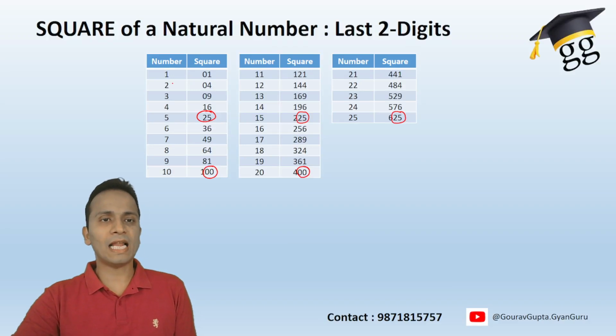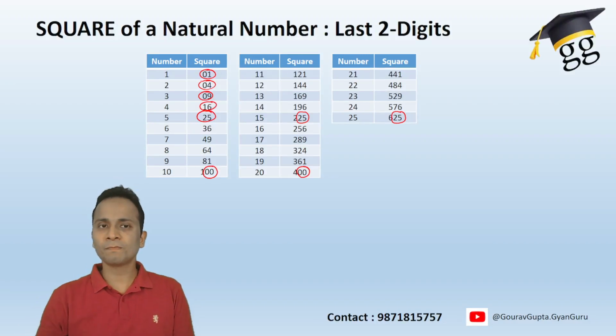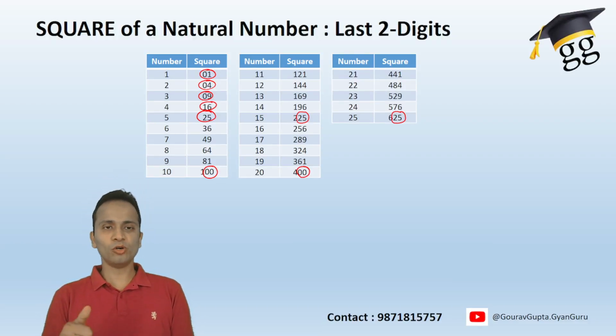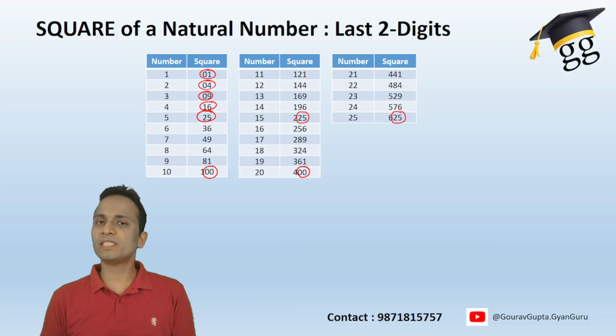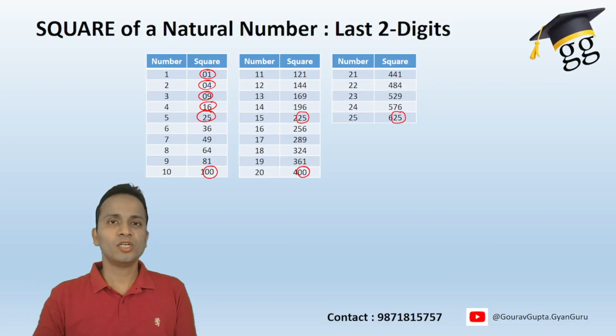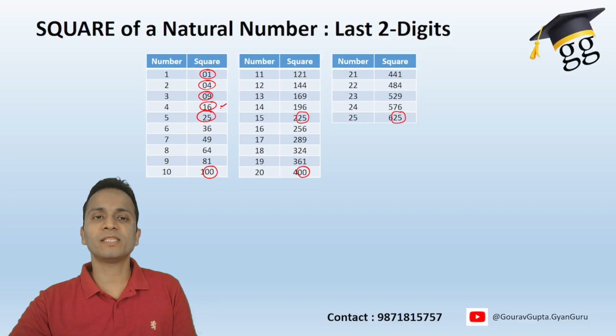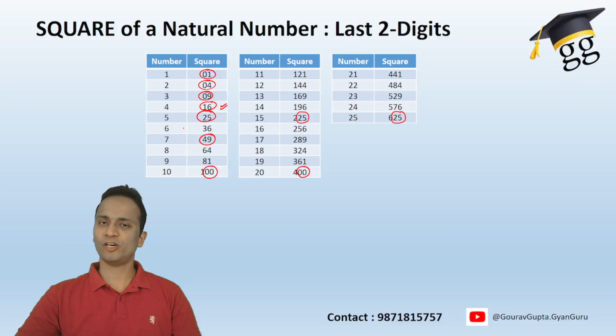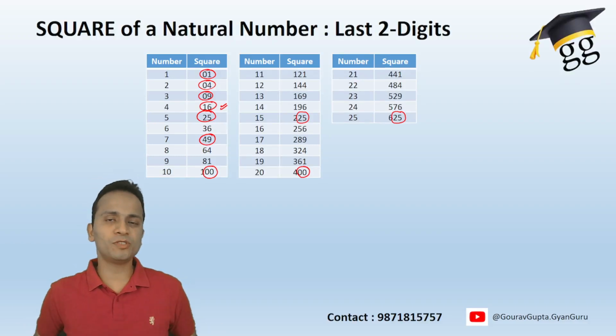The last two digits of the square of 1 are 01, the square of 2 ends with 04, the square of 3 ends with 09, the square of 4 ends with 16, and these are unique when I talk about the first 25 natural number squares. Among these 25 numbers, there is only one number whose square ends with 16. Again, there is only one number whose square ends with 49. So, a very small, tiny observation.